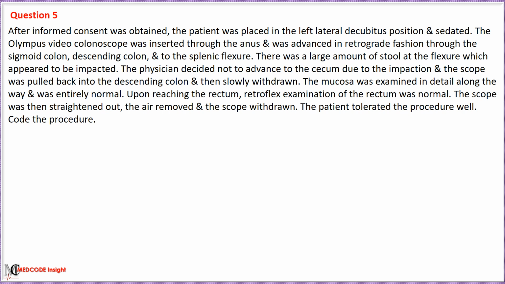The physician decided not to advance to the cecum due to impaction, and the scope was pulled back in the descending colon and then slowly withdrawn. The mucosa was examined in detail along the way and was entirely normal. Upon reaching the rectum, retroflex examination of the rectum was normal. The scope was then straightened out, the air removed, and the scope withdrawn. The patient tolerated the procedure well. Code the procedure.